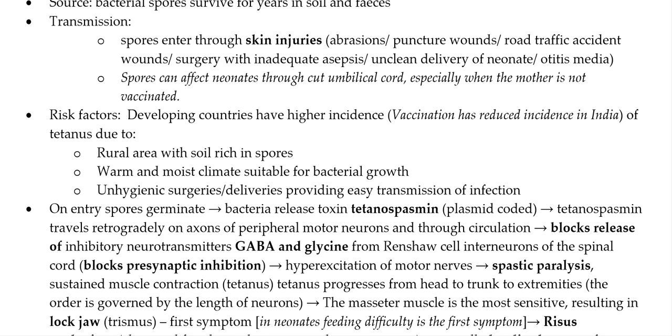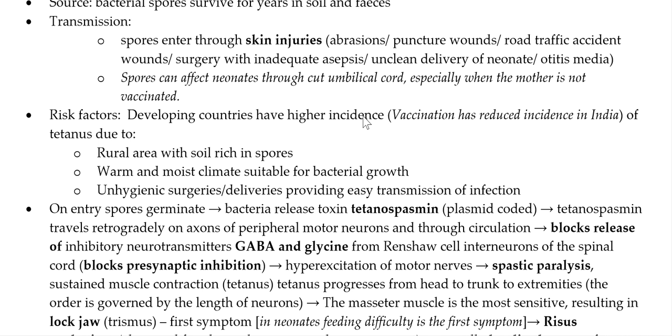Now, what are the risk factors? Developing countries have a higher incidence because they have soil which is rich in spores, especially in rural areas. They have a warm and moist climate which is suitable for bacterial growth, and unhygienic surgeries and deliveries provide easy transmission of infection. However, in India, we have reduced the incidence due to widespread vaccination programs.